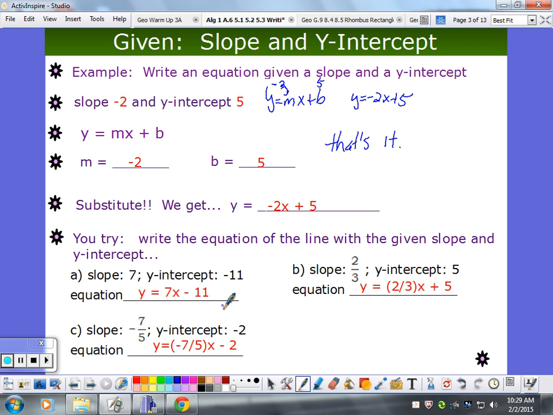And how'd you do? Good. I put the answers up. Did you get y equals 7x minus 11? I didn't put the parentheses right, because I'm not able to write fractions on those things too easily. So y equals 2/3 x plus 5, and y equals -7/5 x minus 2. We could all do that? Isn't that great? If you know slope and y-intercept, that is all you have to do.